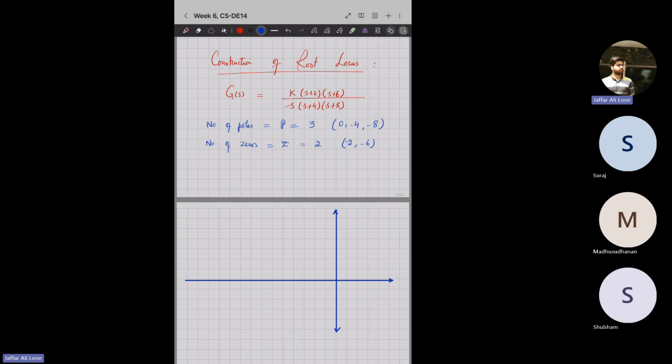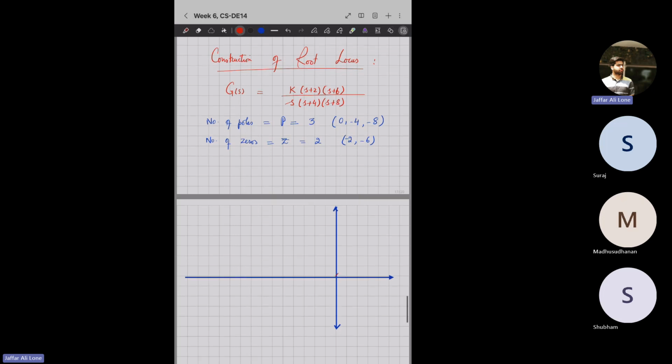Okay, so first of all, what we do is locate these poles. We have a pole at 0, so we have 1 pole here. We have another pole at minus 4, which is here. We have another pole at minus 8, which is here. So we have 3 poles.